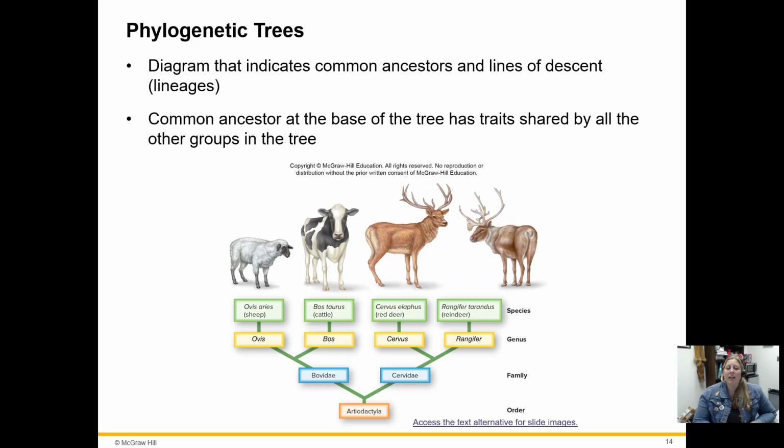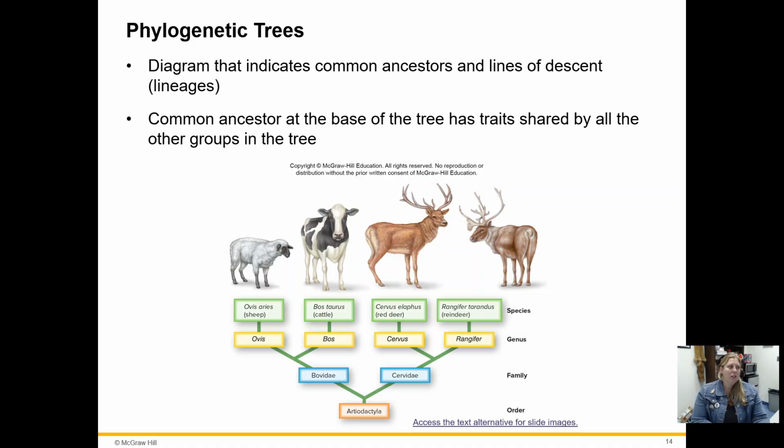But if I were looking at this dairy cow here, or if I were looking at a meat cow, like a black Angus cow, they might be different species, but they are of the same genus. They're still Bos, okay? And then your deer, your red deer and your reindeer, 2 different genuses, but they are still deer. We're still not going to see them reproducing with one another because they are different species, but they share a common ancestor in being deer, okay?